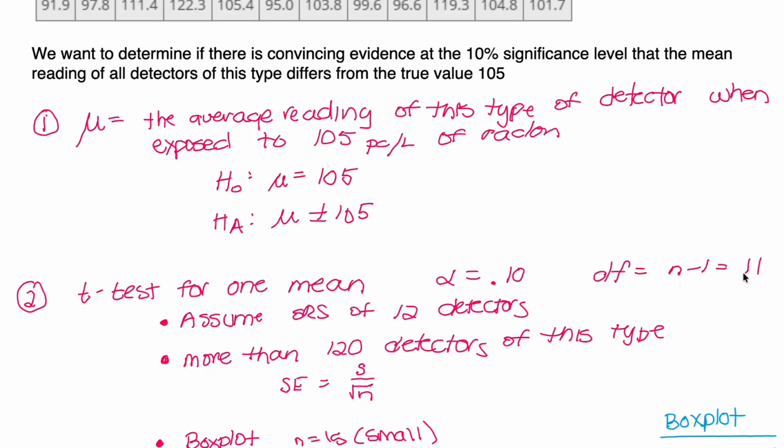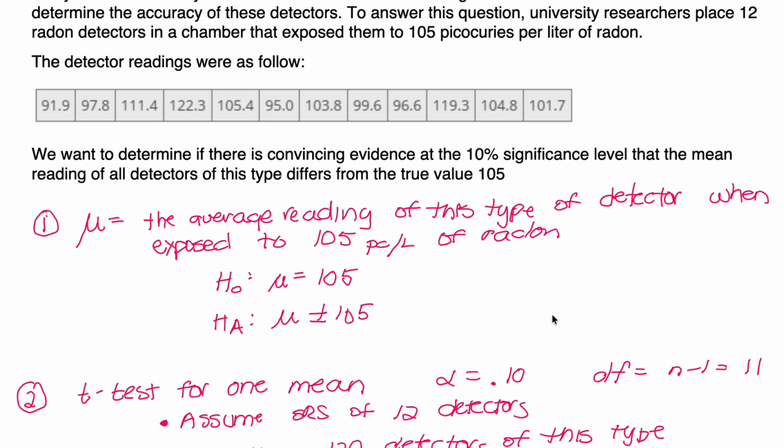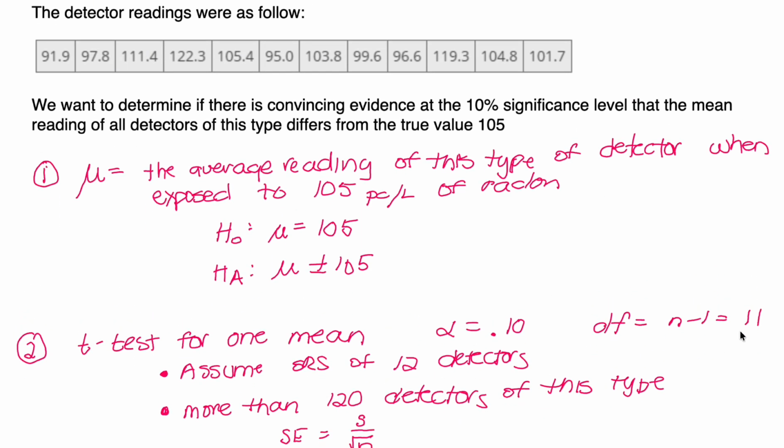There's another important piece of detail that you have to include in part 2, which is the degrees of freedom. And remember from last video, the formula to calculate degrees of freedom is n minus 1. And what's our n? N is 12. It's our sample size. So you use 12 minus 1 gives us 11.